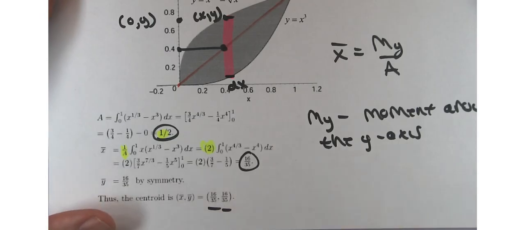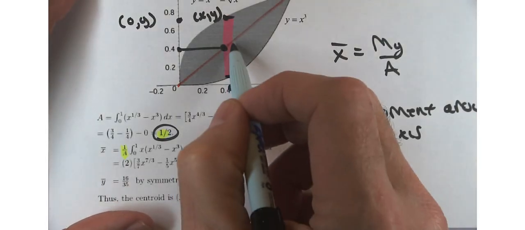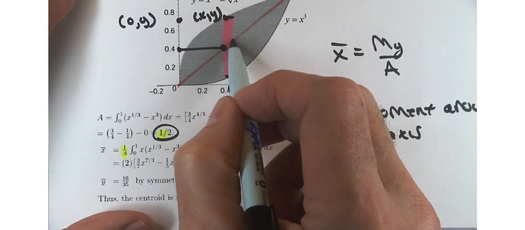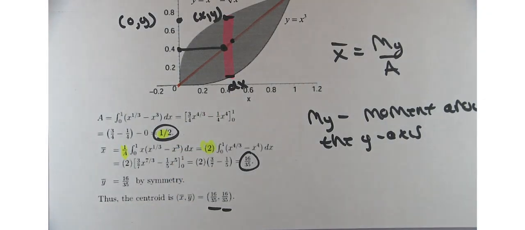16 over 35, I should say. 16 divided by 35, about 0.457. So that makes sense, somewhere around here, I'm guessing. For both x and y would be your centroid.